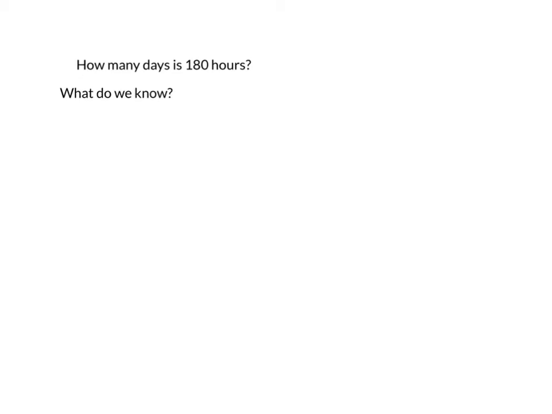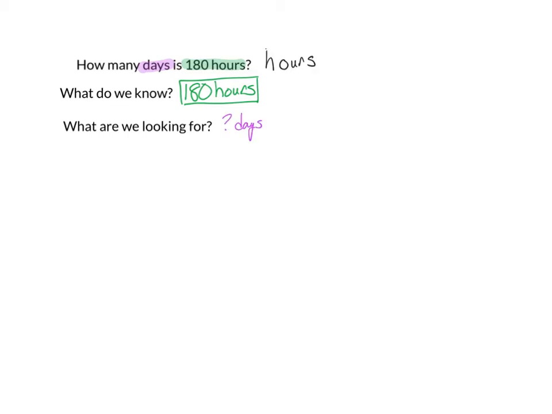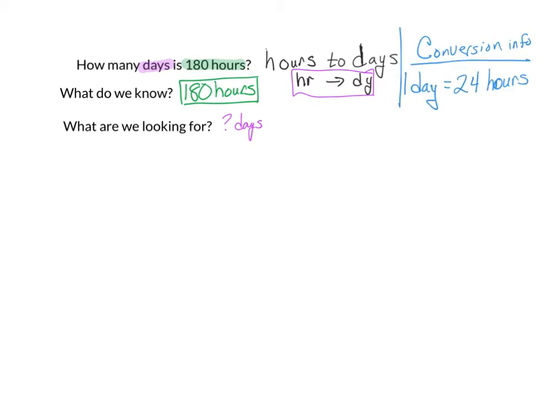So what do we know? We know that we have 180 hours. What are we looking for? We're looking at how many days that is. What are we trying to convert then? We're trying to go from hours to days. So what relationship do we know between hours and days? Whatever that is, we call that a conversion factor. We know that 1 day is 24 hours.